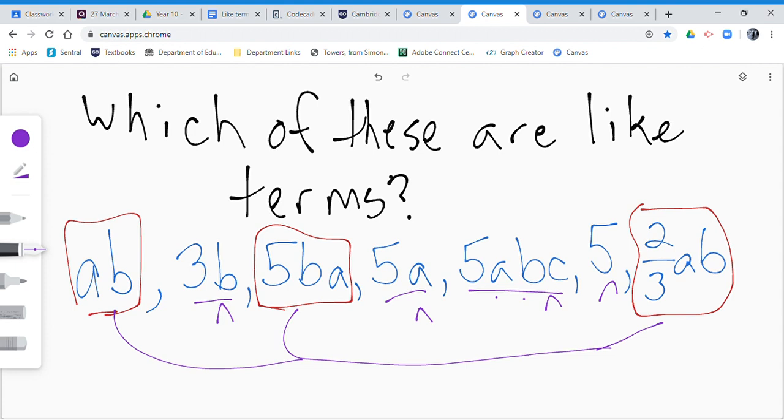So if you're asked to identify which ones are like terms, these 3 would be your examples of like terms. Even though this is a fraction, it's still like terms. And even if I give you negative 7ab, that negative doesn't change anything about it. It's still a like term.